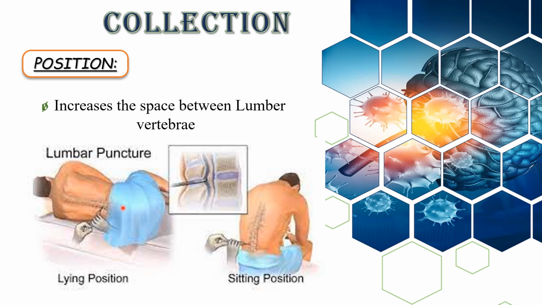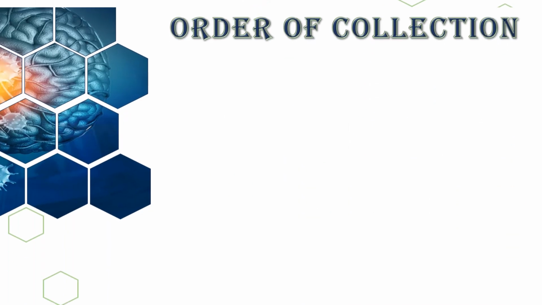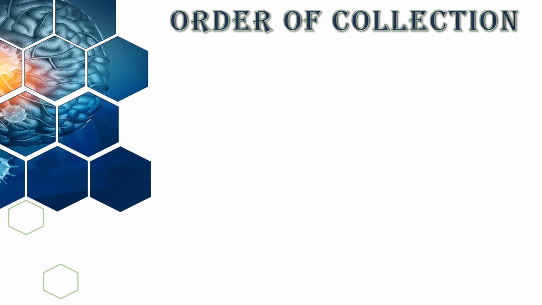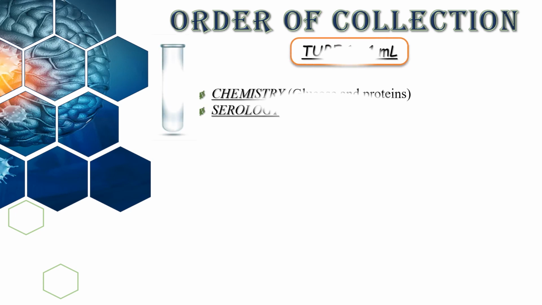and put your test tube just beneath the needle in order to collect CSF. So now, once we have actually reached the subarachnoid space, we would collect at least 3 to 5 ml of CSF. So what would be the order of collection? The first test tube, you will collect 1 ml of CSF, and you will subject that 1 ml of CSF for chemistry, that is glucose or protein, or serological examination.